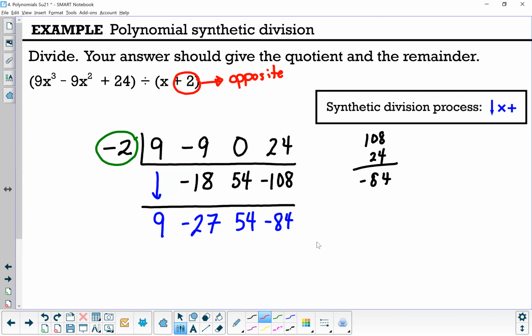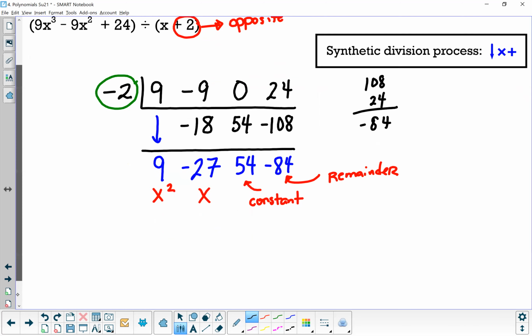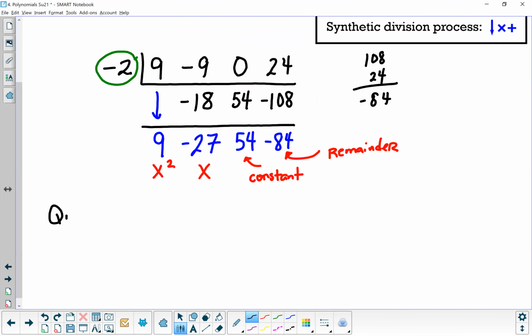Okay, now interpretation. -84 is your remainder. Then you have your constant, coefficient for x, coefficient for x squared. All right, so that means our quotient is 9x squared minus 27x plus 54.